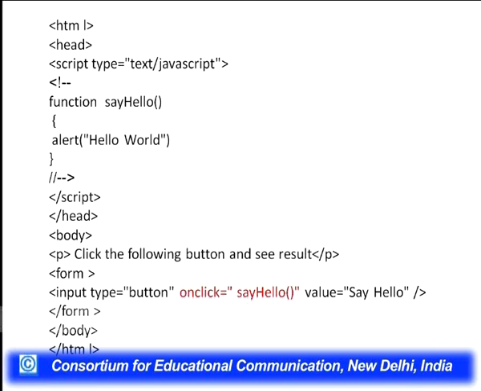Now in the body portion of the HTML page, we can see that we have designed a form, and in the form we have specified a button, and the value or the caption of the button is say hello. So when the user clicks on this button, at the on-click event we have called the function say hello. As soon as the user clicks on the button, the function is called and the alert dialog box will be displayed to the user. So this way we can design very interactive pages when the user does any kind of activity on the screen. So this is the output.